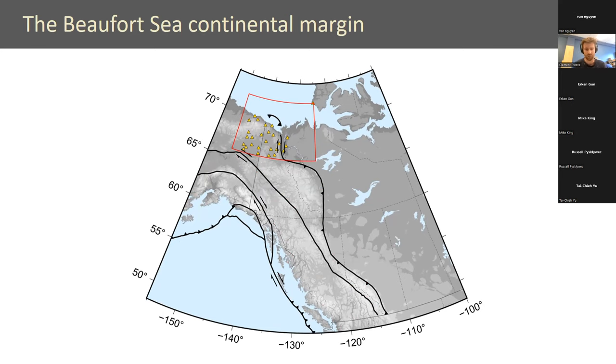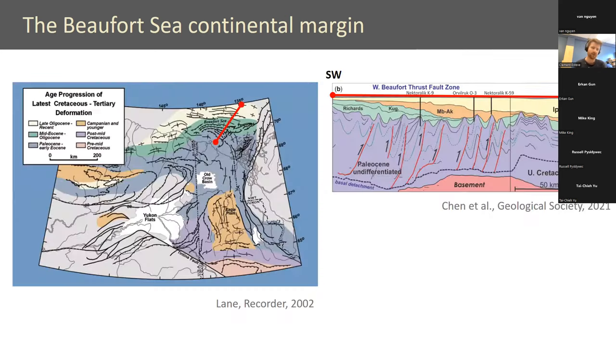During this talk, I'll be diving into this area here, which encompasses northeastern Alaska and northern Yukon. I think it's always good to have an idea of the geological and tectonic history of the region. So to the left, you have a map from Lane in 2002 showing the different episodes of deformation from Late Cretaceous to Cenozoic. And as you can see, as we go north, the episodes of deformation get younger and younger.